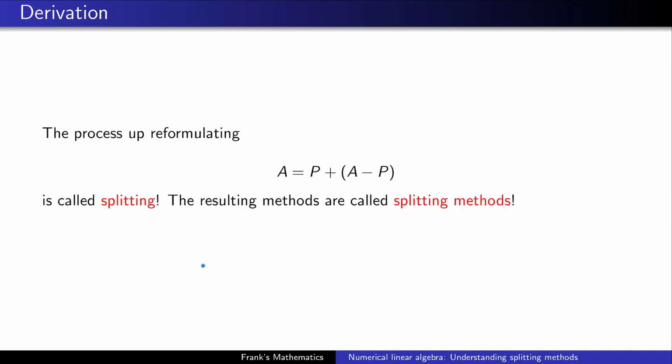Why is it called a splitting method? Because the process of reformulating A equals P plus (A minus P) is called splitting. So we split the matrix into two parts, basically P and whatever is left, so A minus P. This is called a splitting for obvious reasons, and the resulting methods are therefore called splitting methods. And the trick is now to choose P in a suitable way to get some nice methods out of it.